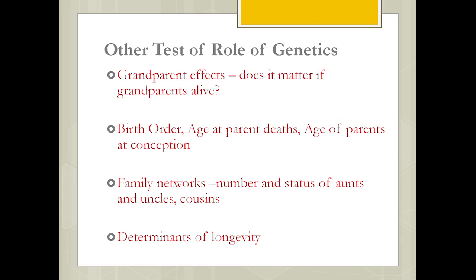What are other tests we could do? Does it matter to grandparent effects if the grandparents are alive or dead? Again, with this data, we can easily check this. Does birth order matter? Does the age of the parents at death? Does the age of the parents at conception matter? Do more extended family networks also matter? There's lots of interesting things I think you can do in the data here to explore what is the influence of social networks, communities, connections, as opposed to just the pure genetics that's being passed from one generation to the next. Thank you.